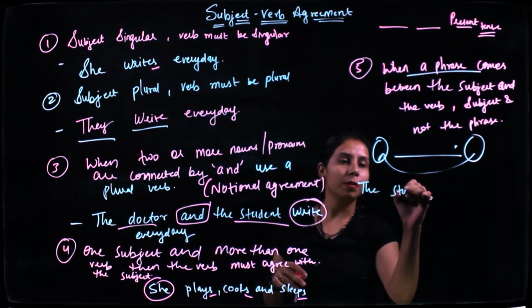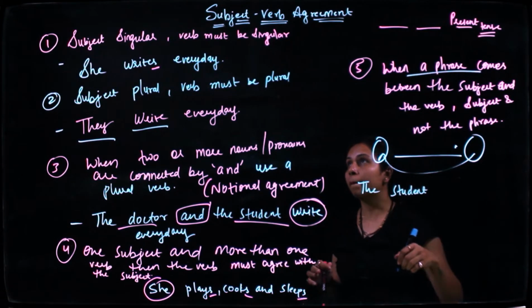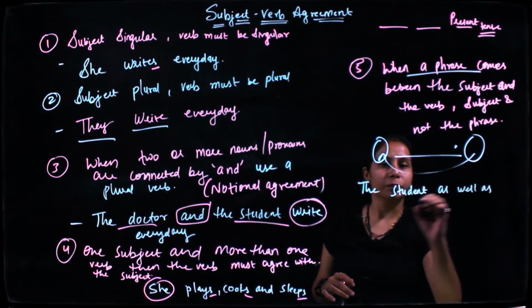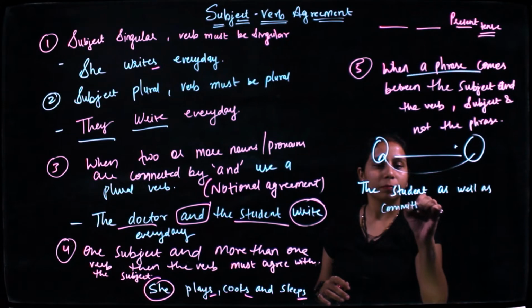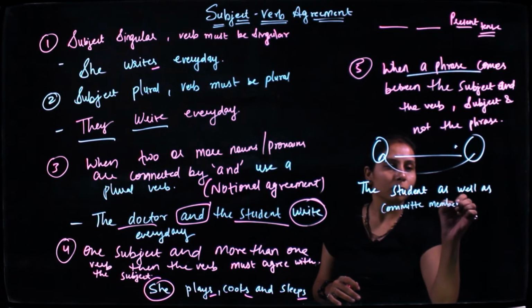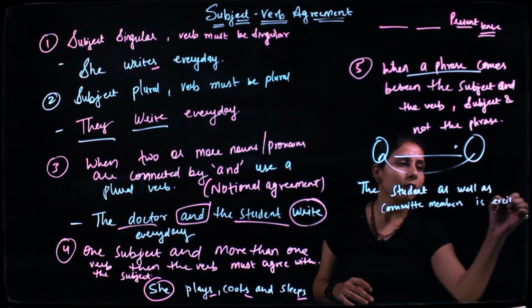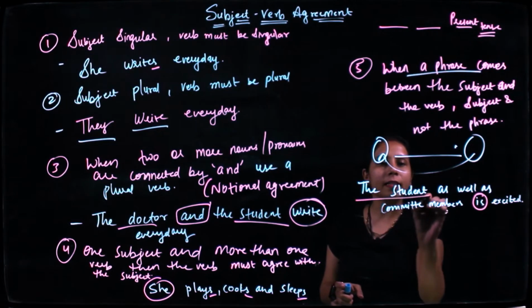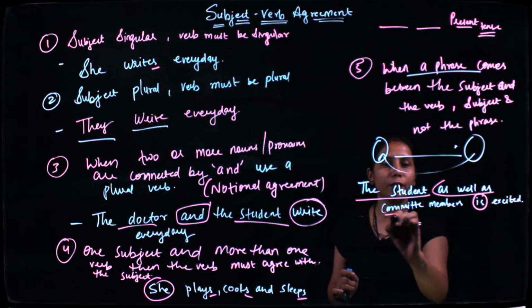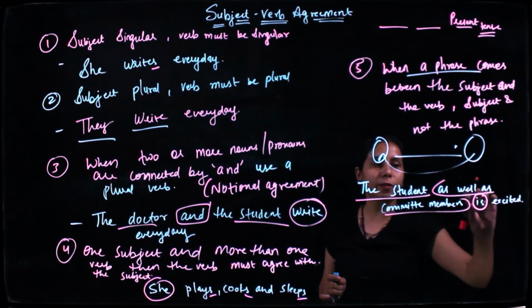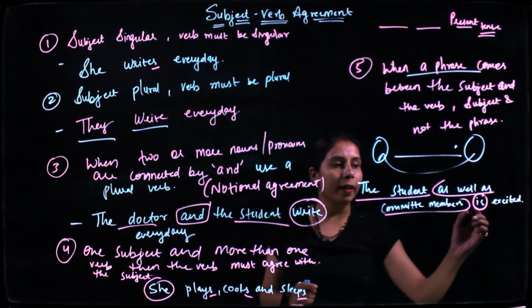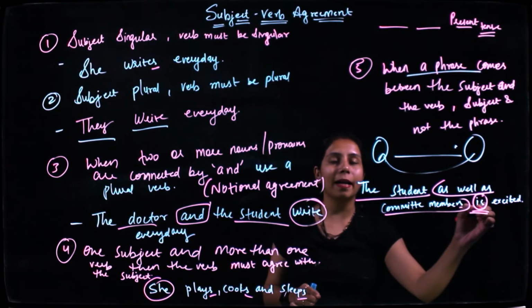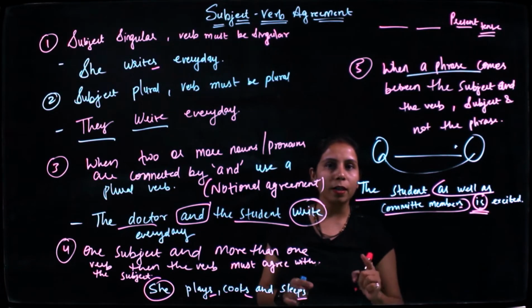The student as well as committee members is excited. Now, I have not written "are" over here. I could have written "are", A-R-E. But as I said, the subject and, in between, the phrase have been used. So this is the phrase, this is the subject and this is the verb, "is excited". So I can't write "are" over here just because the phrase is plural in nature. Because my subject is singular, my action word would be singular. Okay, so be careful on this part.